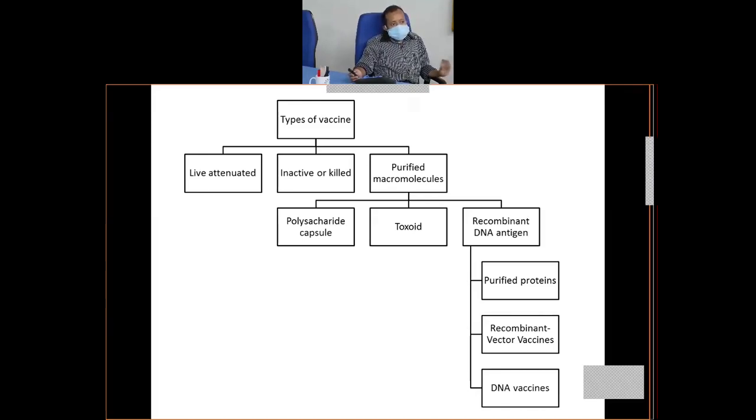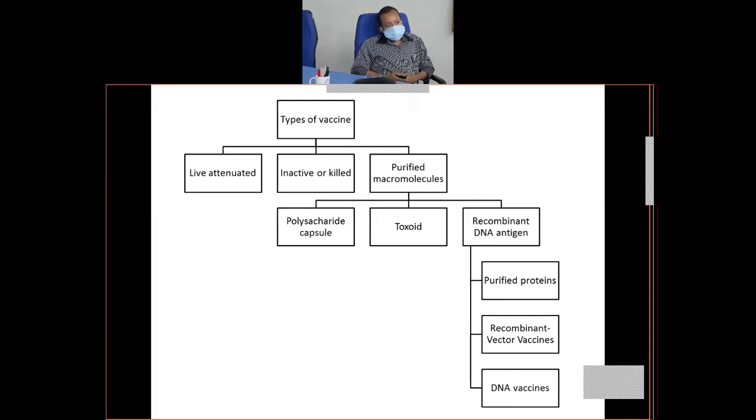Purified macromolecules, biggest advantage is that you are not using the pathogen as a whole. So there is no chance of the pathogen causing the disease, because you are using a part of the pathogen. Say, if you are using polysaccharide capsule, advantage is that there is no problem of causing the disease. But the drawback is that since you are only using the polysaccharide capsule, you are activating basically the humoral branch. Only IgM class of antibodies are developed. IgG you are not able to develop. Class switching is not there. Cellular response, you may not have an equal amount of cellular response.